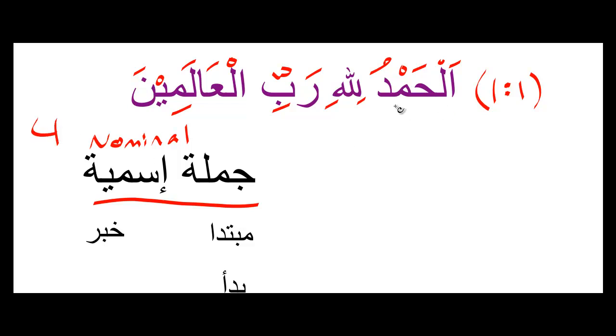And how do I know it's a nominal sentence? Because the first word is an ism. This first word, alhamdu, is an ism. How do I know that? Because an alif lam can only come on isms. So if you didn't know that, then you need to take note of that, because alif lams, they only come on isms.